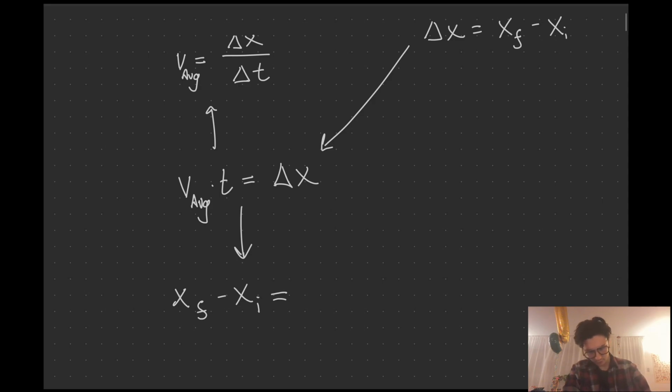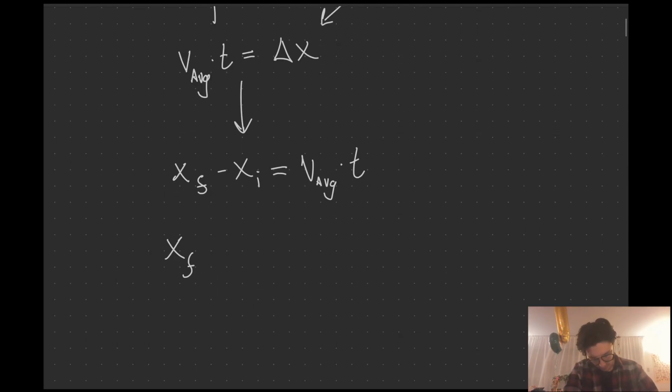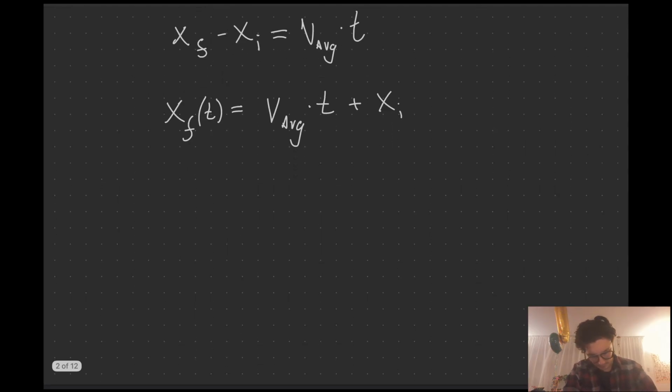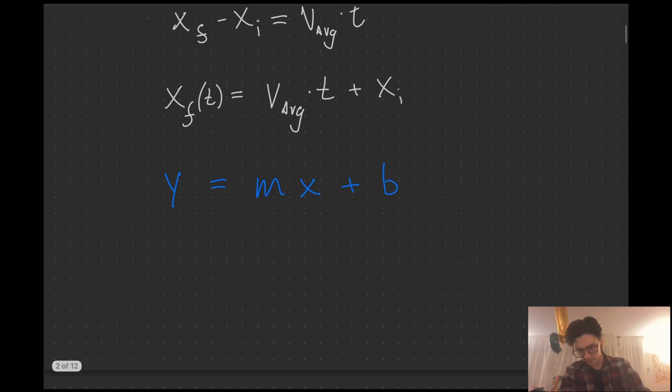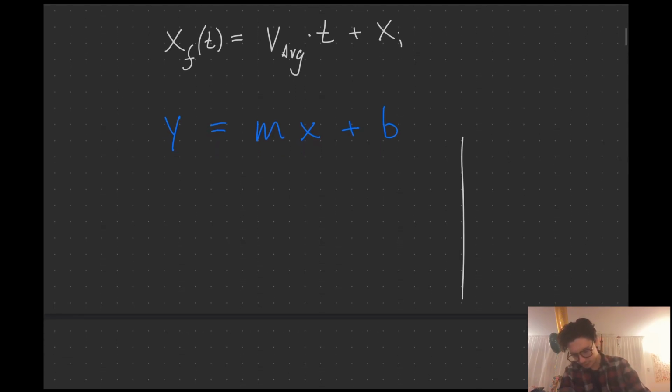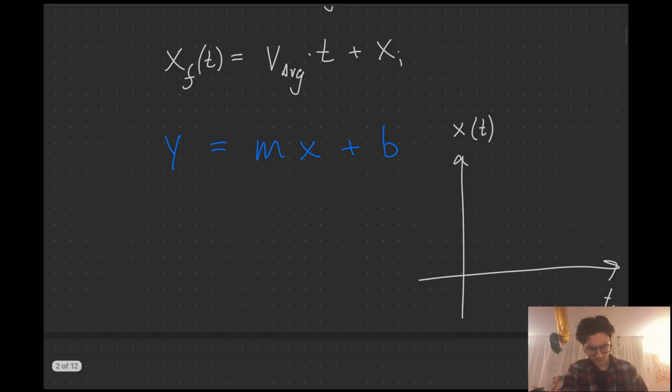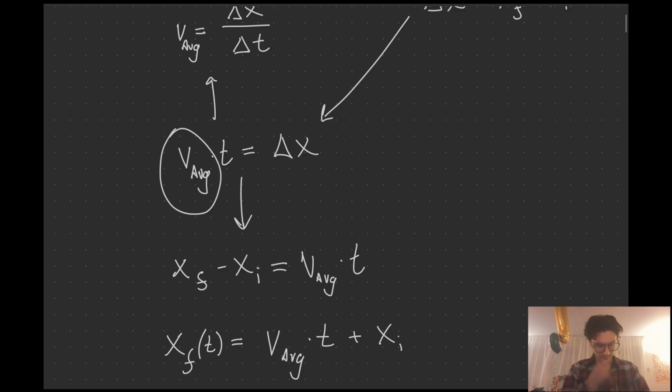I just flipped the equation, so the left-hand side goes on the right, and the right-hand side goes on the left. And then I can just isolate for final position as a function of time, and this is equal to average velocity times time plus initial position. So this is an identical form to y equals mx plus b. And from this you can approximate what the position-time plot of a particle will look like if it has constant average velocity of v. It will look like this.